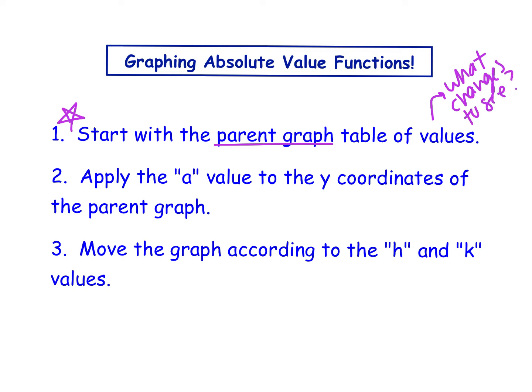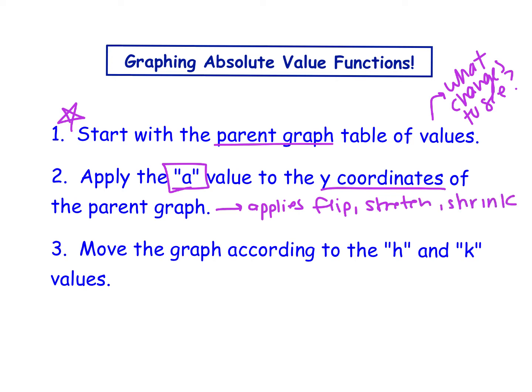Start thinking that through. Once we're done, we're going to apply the A value. So we're going to multiply all of the y coordinates of the parent graph. So essentially what this step does is apply the flip, the stretch, or the shrink, depending on what combination of those you have. So we're going to take all of those y coordinates and multiply them from the parent graph by the A value to flip, stretch, and/or shrink. Then finally, as we move to the graph to plot, we're going to move according to the H and K values. We're going to move that graph horizontally and vertically around the coordinate plane.